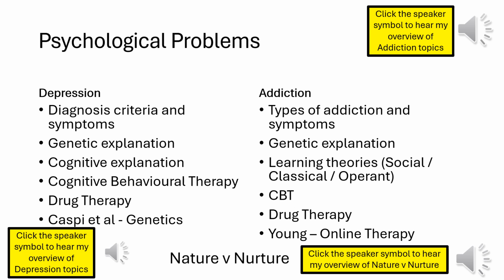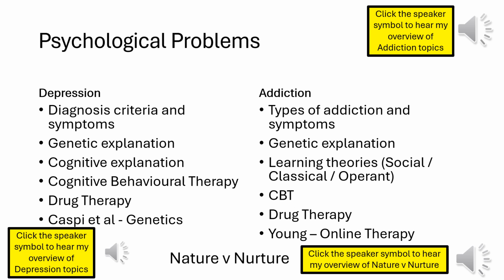When it comes to genetic explanation, you need to look at some twin studies, so give some examples of twin study statistics, any adoption studies as well that show evidence that there is a genetic link between addiction and family members. The evaluation point for genetic explanation will be the same as it is for depression, so scientific, testable, however it ignores other factors. When it comes to learning theories, you need to know all three learning theories.